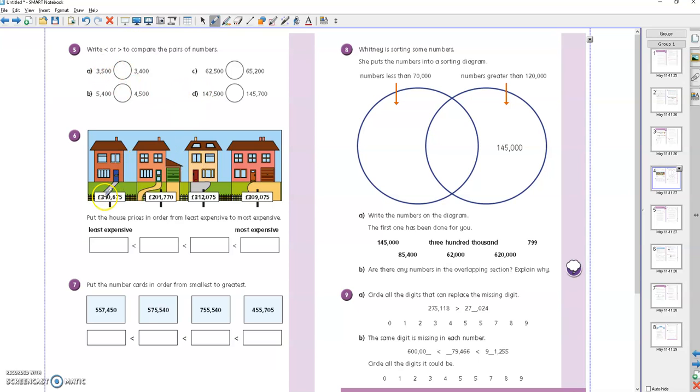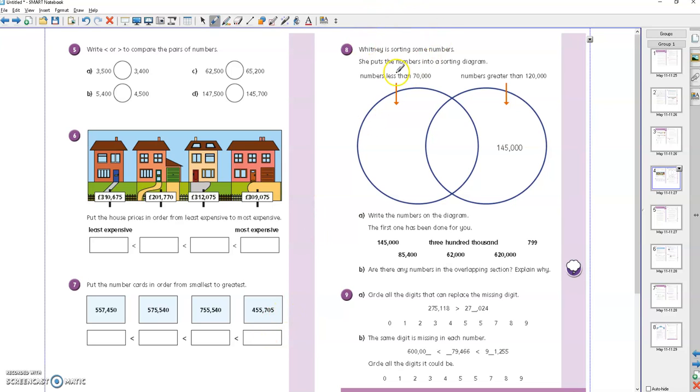For number 6, you're trying to put the house prices in order from least expensive to the most expensive. So just check those numbers there. Which one's the lowest? That'd be the least expensive, and then moving your way up towards the most expensive house. Here you're looking at a very similar thing, putting number cards in order from the smallest to greatest. So the smallest number would go in this box, and then so on until you've got the biggest number here.